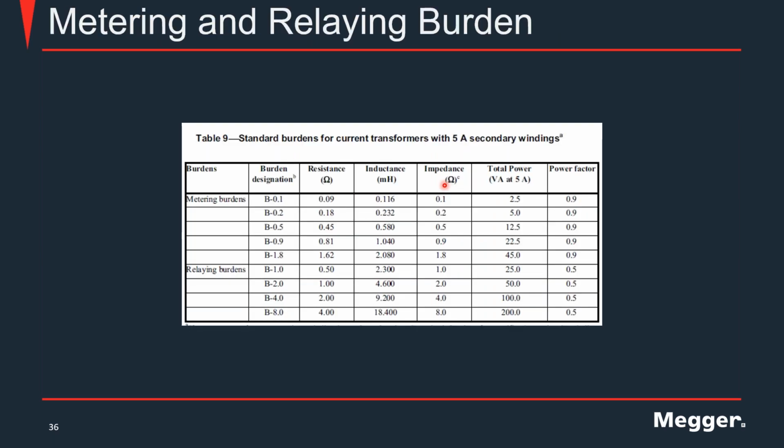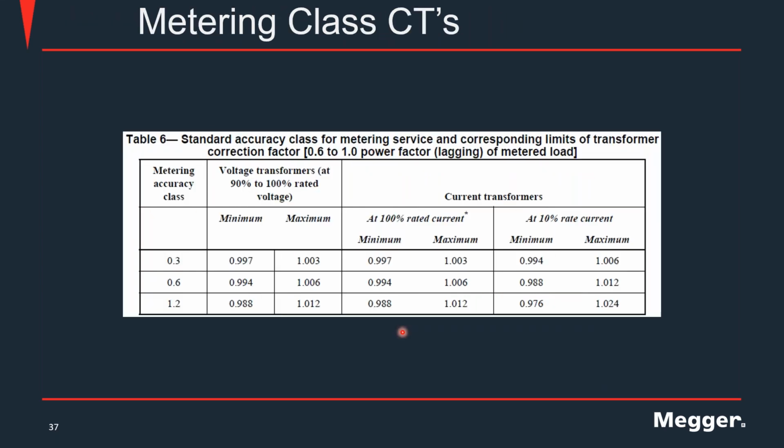Now, you have different burdens for relaying and metering. Typically, you will have lower burdens allowable for metering because you need higher accuracy, and you have higher burdens for relaying. And here is a table from the standard that shows resistances, inductances, impedances, total power, and power factor for each of these applications. You also have here the metering class CTs, the metering accuracy classes, for voltage transformers and current transformers, which is what we are talking about right now, at 100% rated current or at 10% rated current.